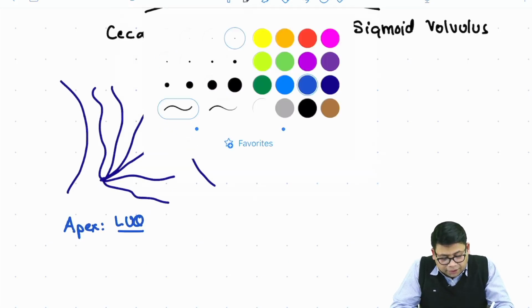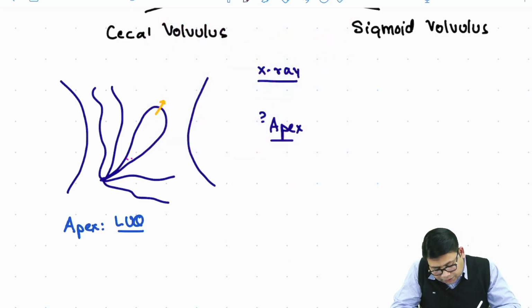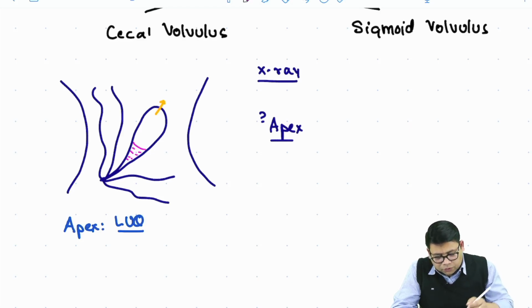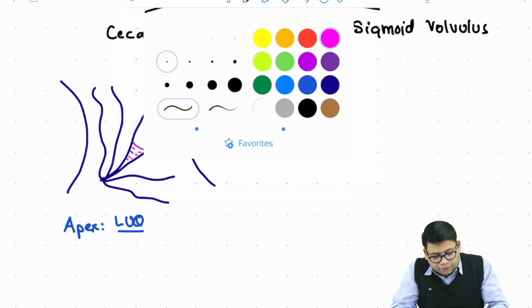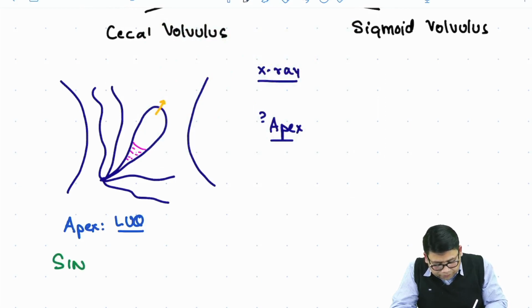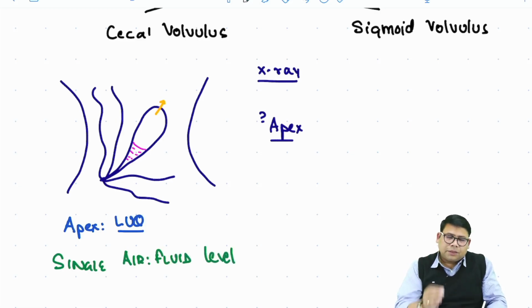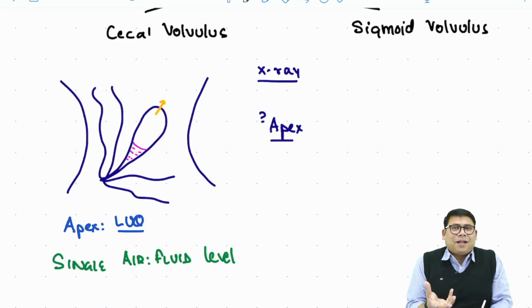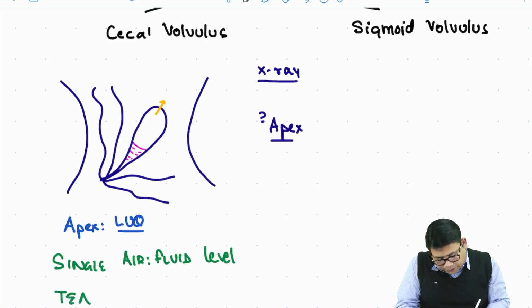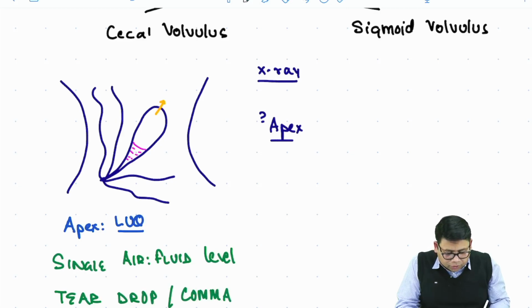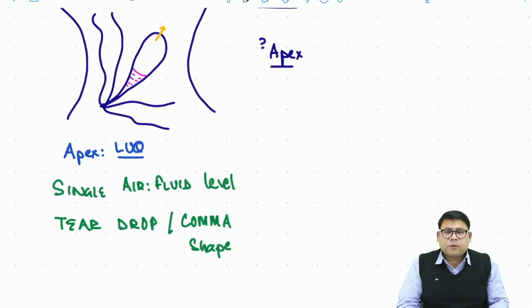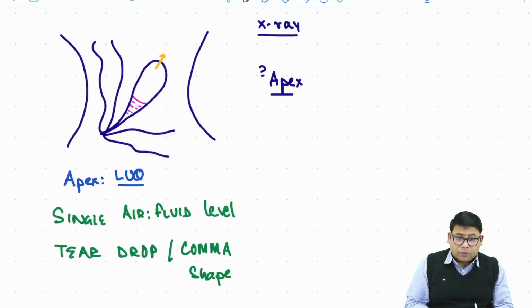Then try to understand, since it's a volvulus, there will be some air fluid level also. So there will be a single air fluid level, and that is a very important thing. The third very important thing is the classical shape. We have a teardrop shape, or you can say a comma shape. This is important: teardrop and comma.